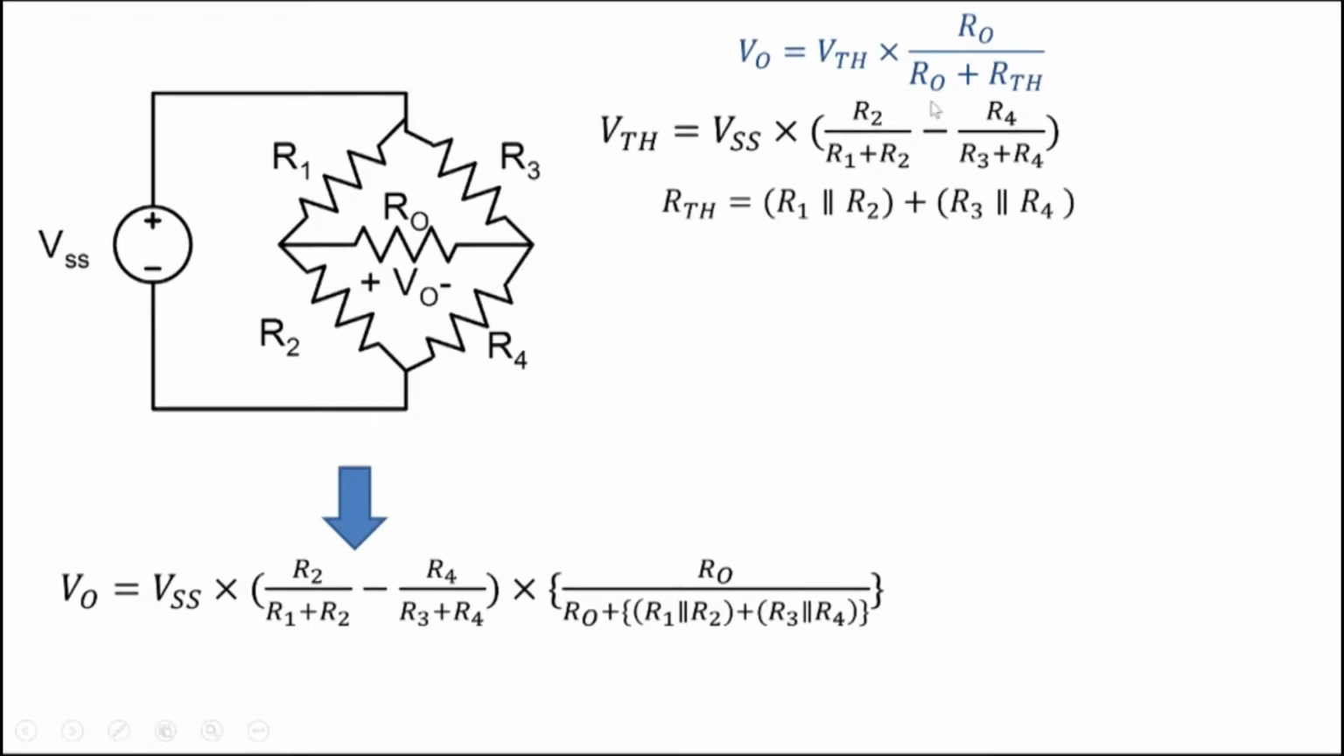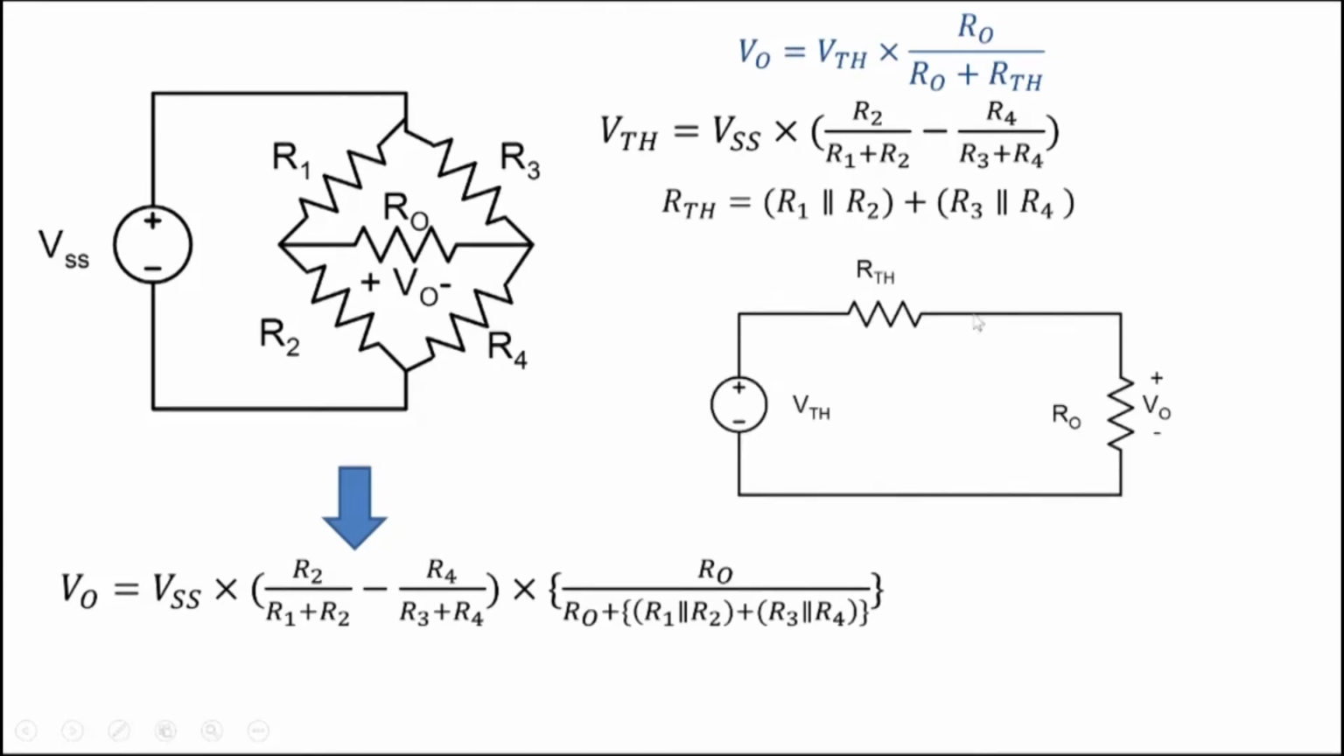Now when we have this expression, we can display this equation in the form of a circuit, right? So let's say this is VTH, this is RTH, and this is V0. You can easily see that V0 will be equal to VTH multiplied by R0 by R0 plus RTH, since it's a voltage divider circuit. Normally we go from circuit to equations, but here we are saying you can do the opposite also. We have an equation and we have written it out in circuit form.